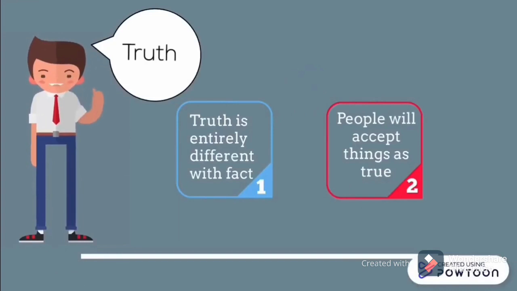Firstly, truth is entirely different from facts. It may include fact, but it can also include belief. Secondly, people will accept things as true because they fall closer to their comfort zone or reflect their preconceived notions of reality.